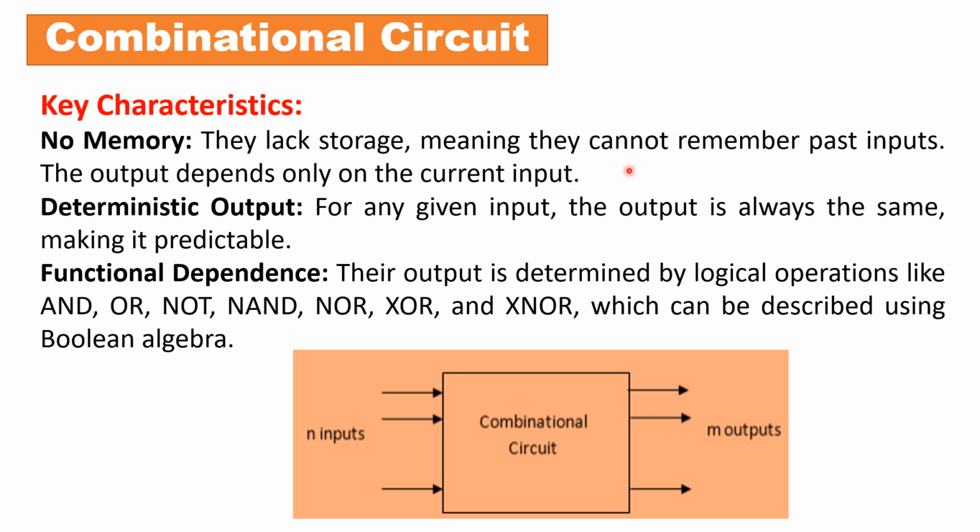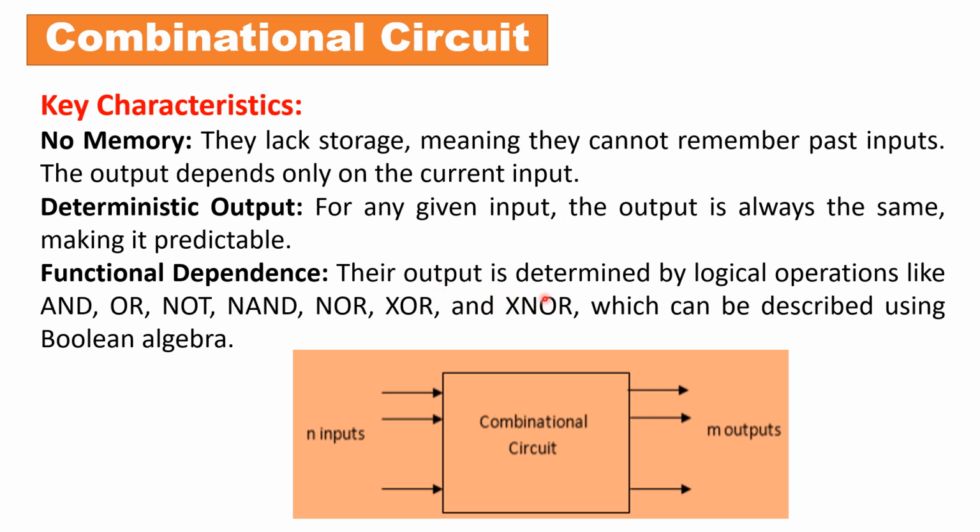Combinational circuits do not have any storage elements or feedback loops, meaning they cannot store or retain any previous state information. The output is determined entirely by the current input values without reference to past inputs. For a given set of inputs, a combinational circuit always produces the same output. This determinism means that the output is entirely predictable based on the input condition.